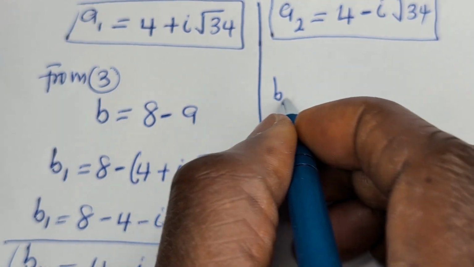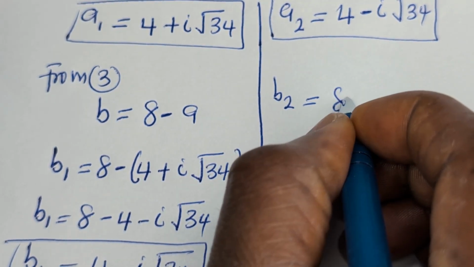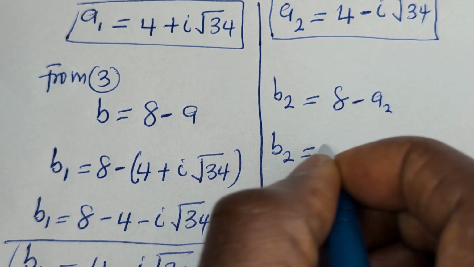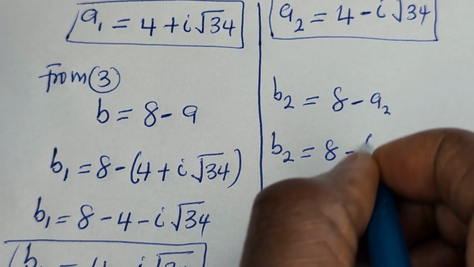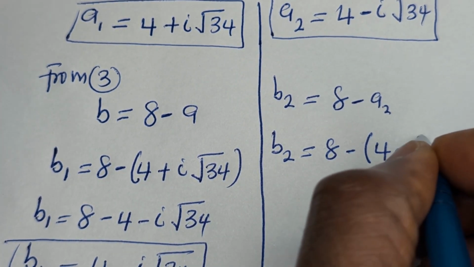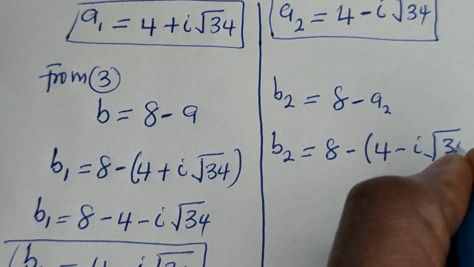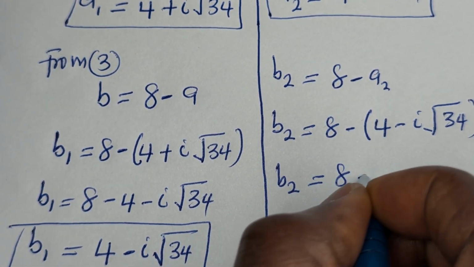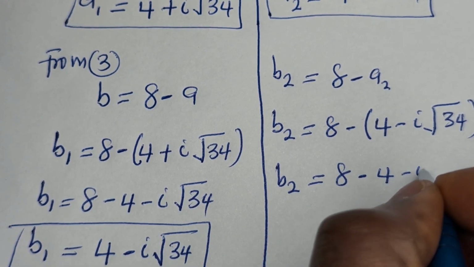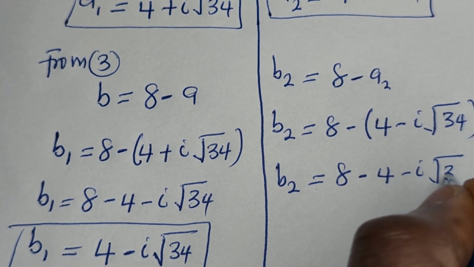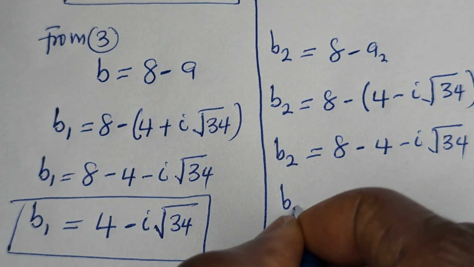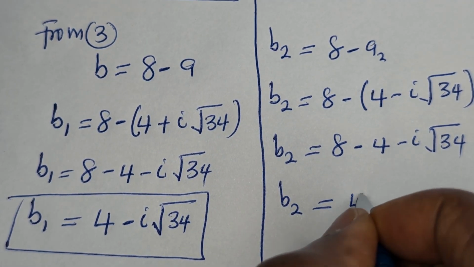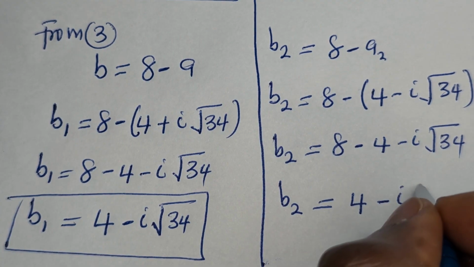Then b2 is equal to 8 minus a2. b2 is equal to 8 minus a2, is 4 minus i square root of 34. b2 is equal to 8 minus 4 minus i square root of 34. b2 is equal to 4 minus i square root of 34.